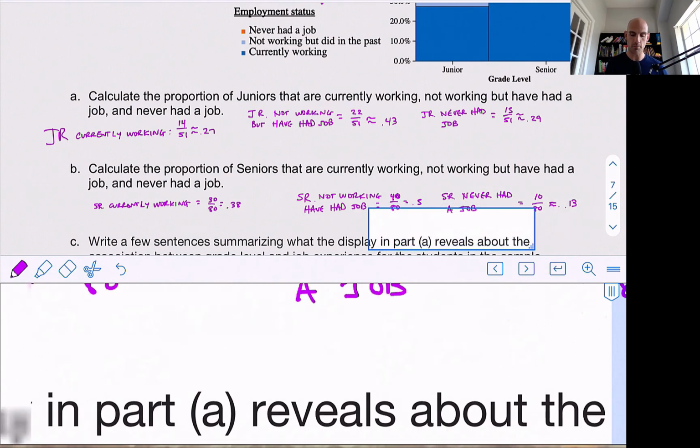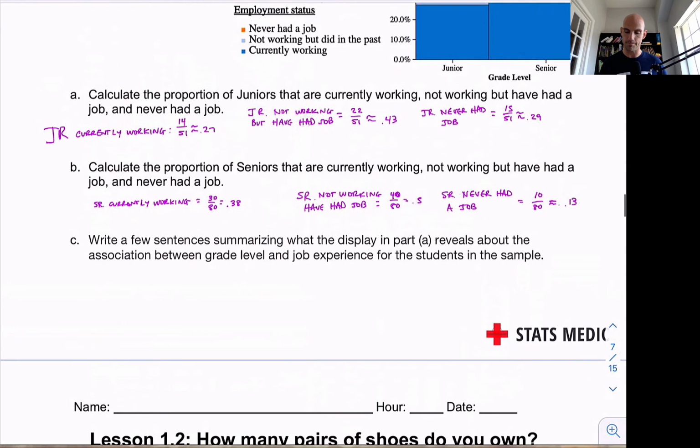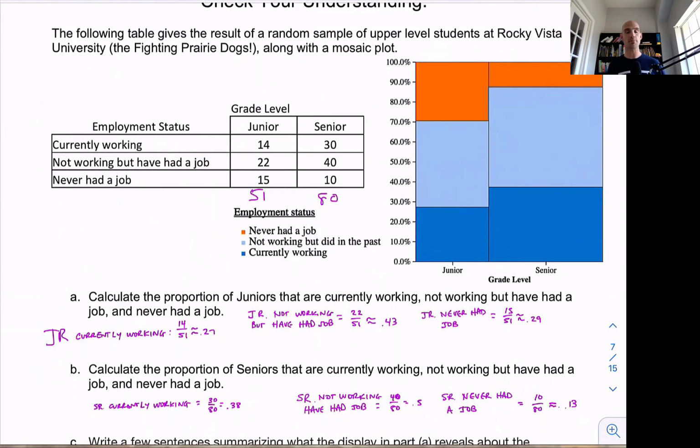Write a few sentences summarizing what the display in Part A reveals about the association between grade level and job experience for students. Let's look at that data display for a minute. So what are some of the things that we could say? They obviously want us to comment on grade level and their experience. So what is that going to entail? That means which pieces are bigger, which squares represent more people. So we could say there is an association, like we talked about last time.